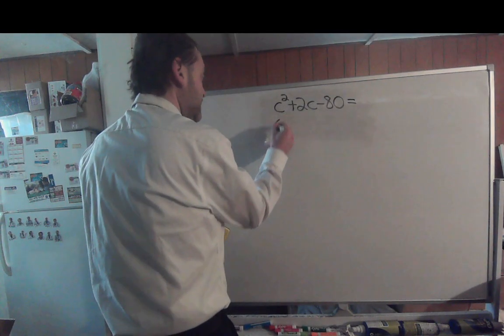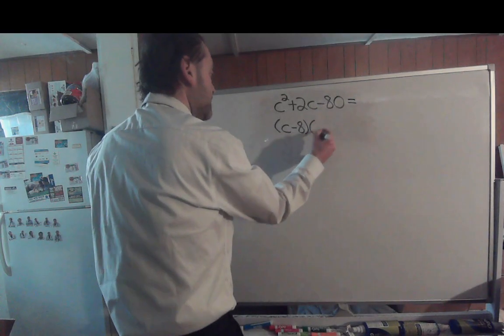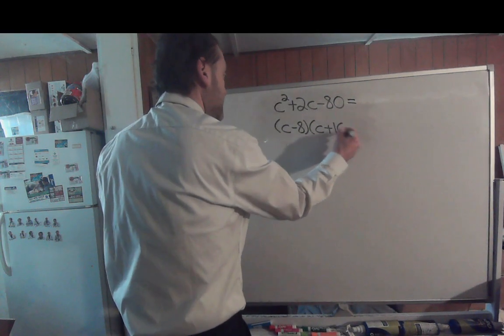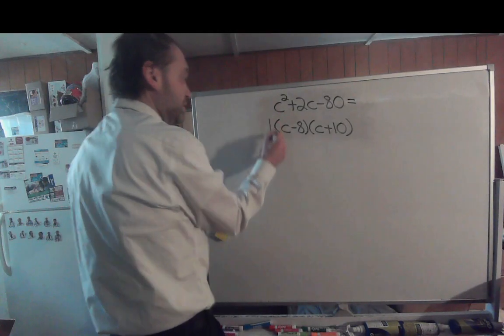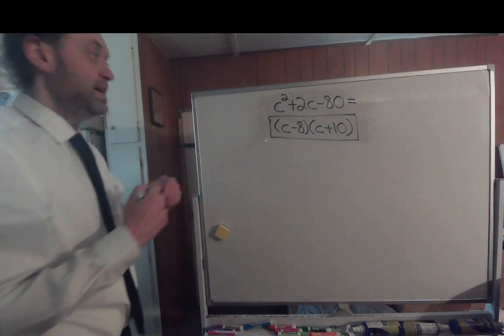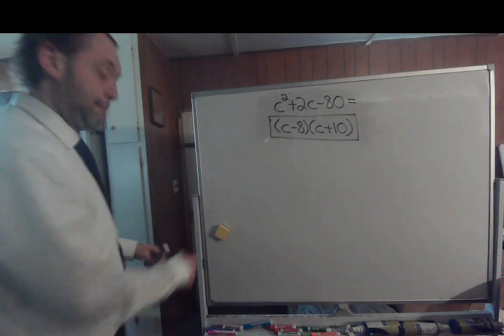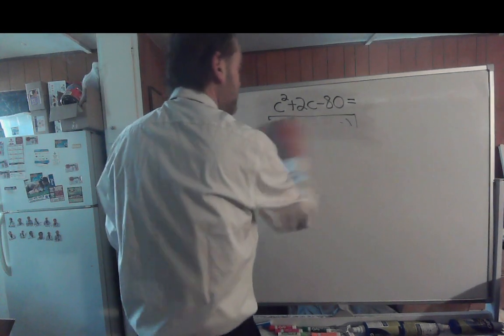So literally, you're going to take c minus 8 times the quantity c plus 10. And if you FOIL this out, you would get c squared plus 2c minus 80. So you'll have c minus 8 times c plus 10. I've got about 3 more and we are done.